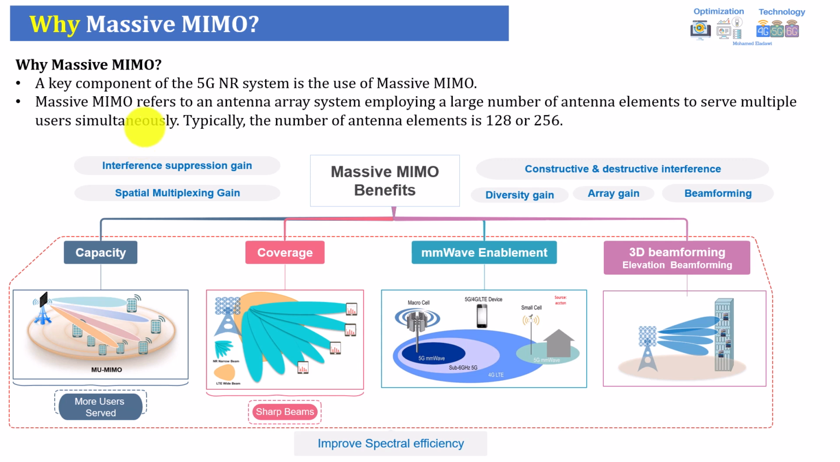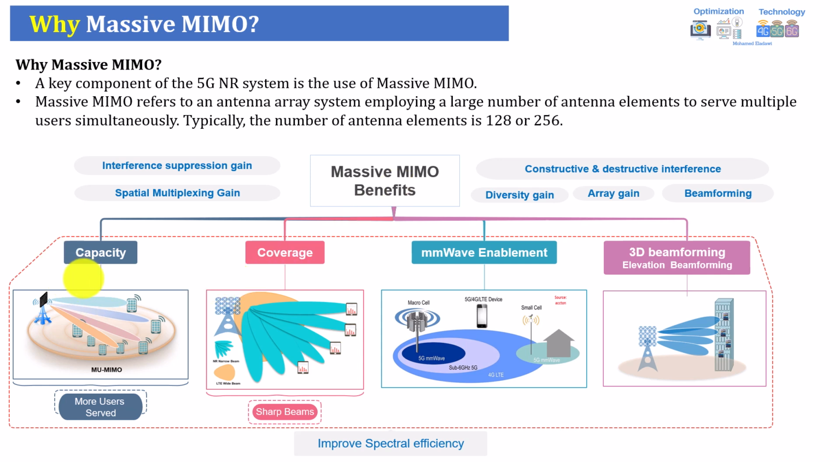As mentioned here, for example, massive MIMO refers to an antenna array employing a large number of antenna elements to serve multiple users simultaneously, which is again about multi-user MIMO. So again, what are the benefits of massive MIMO? We know that we need massive MIMO because it's a key enabler of 5G in general. So what kind of benefits can massive MIMO provide in 5G?